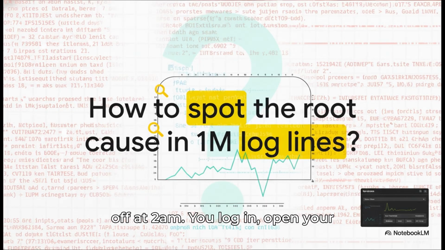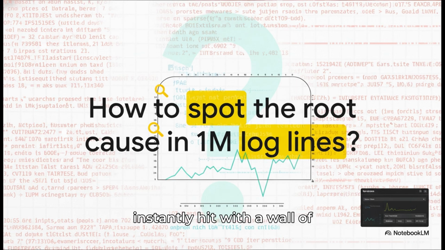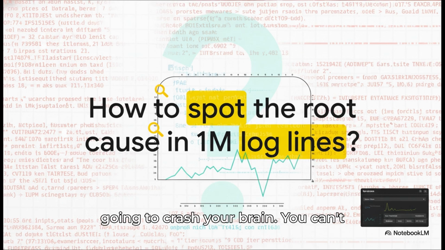Your pager goes off at 2 a.m. You log in, open your monitoring tools, and you're instantly hit with a wall of red text. Literally 1 million log lines are just flying across your screen. So how do you actually spot the root cause? Trying to read raw log lines in a browser at that speed is just going to crash your brain. You can't manually process that kind of volume.